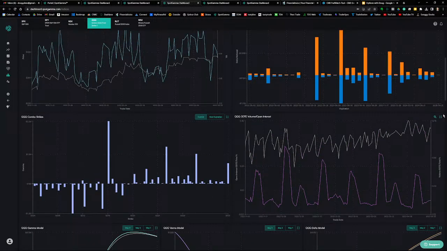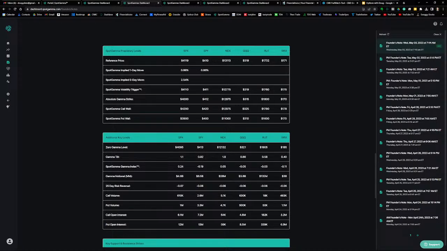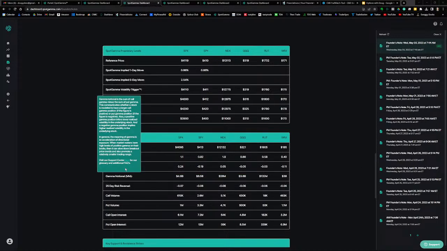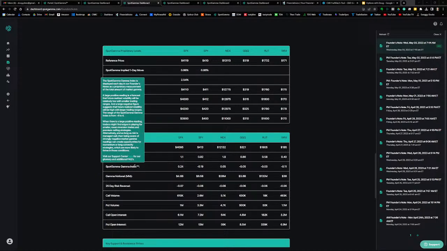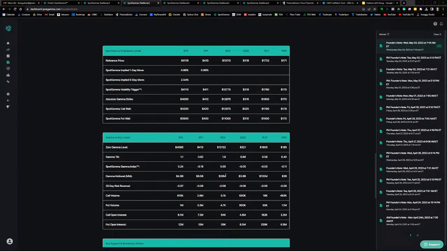Okay, so let's take a look at some setups now. Actually, let's take one last look at data, and I'm going to take a look at this SpotGamma index, and this is a proprietary indication of the market makers' gamma position, and these numbers have all shifted negative in the last couple of days, and this is confirmed by the Vanna models that we just looked at. So this is showing gamma notional, gamma index. It's a proprietary measurement of the total amount of market gamma, and it has shifted from very positive to less positive today for the SPX, for example.